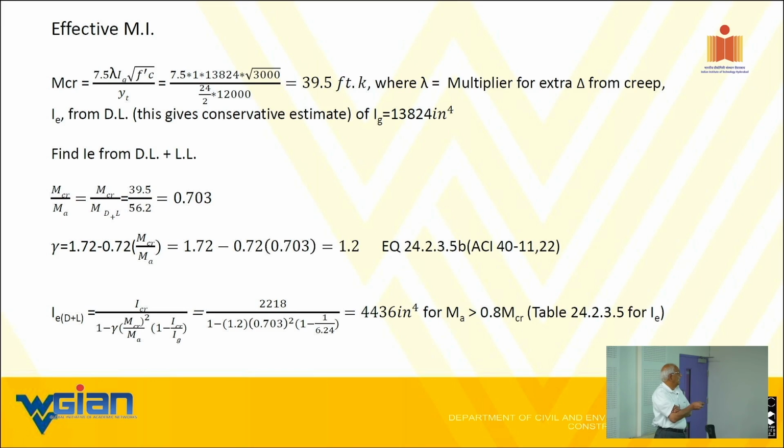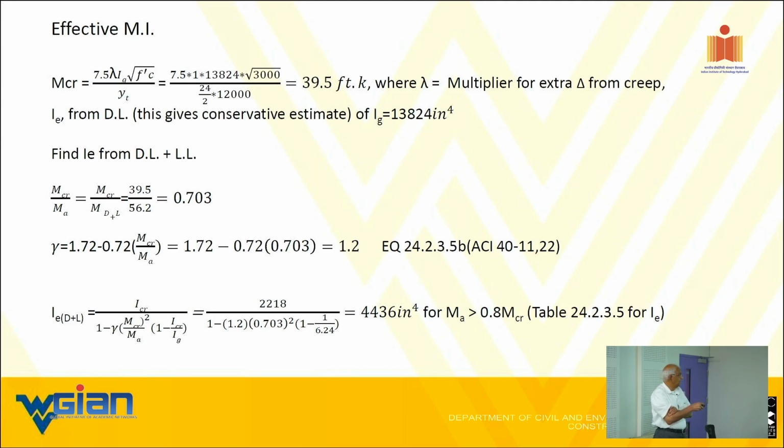So as you can see, M cracking is 39.5, M dead load plus live load without any factors, and that number is 0.7. This is the empirical equation given by the code to establish the I sub effective value. This is the empirical relation. Therefore, I need this ratio to establish what that gamma factor is as per the code equation, chapter 24.